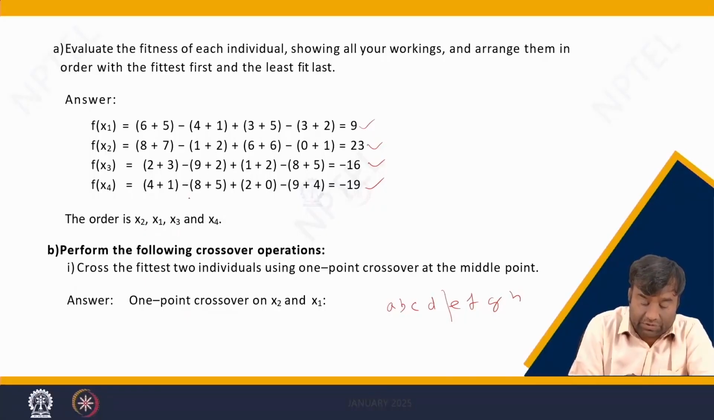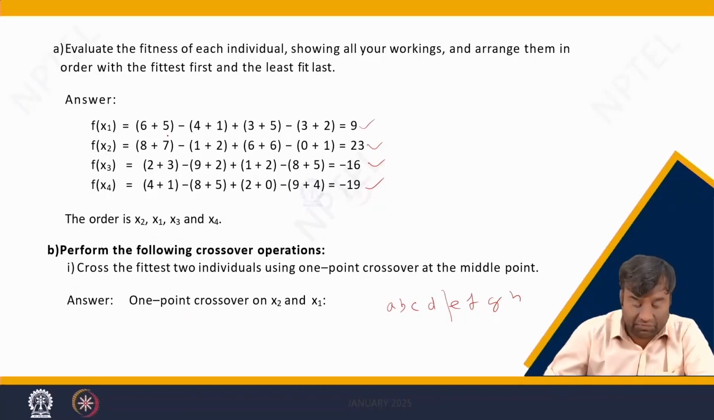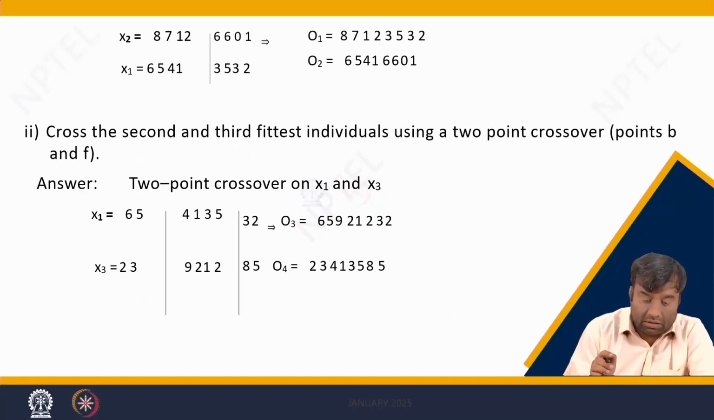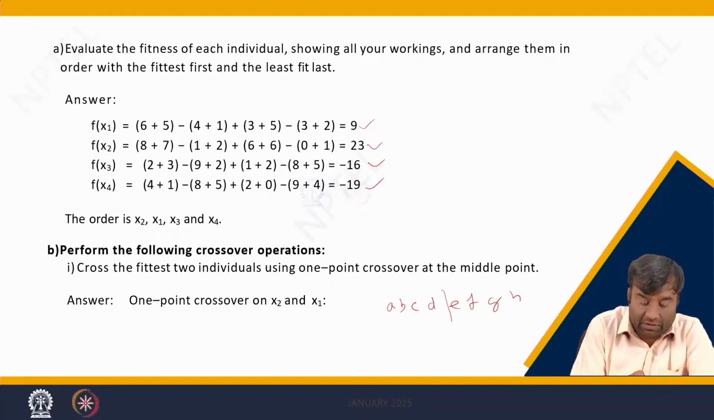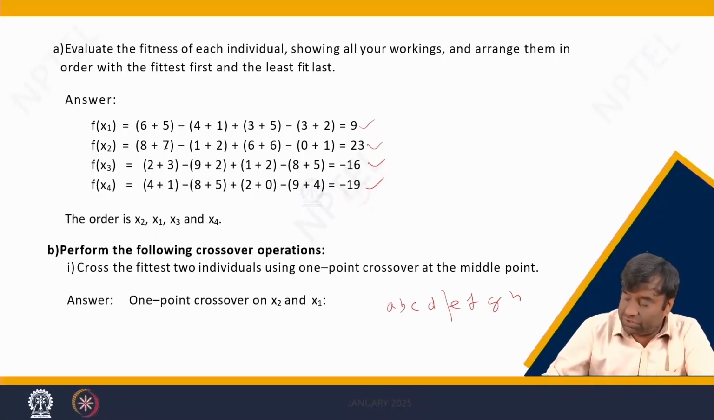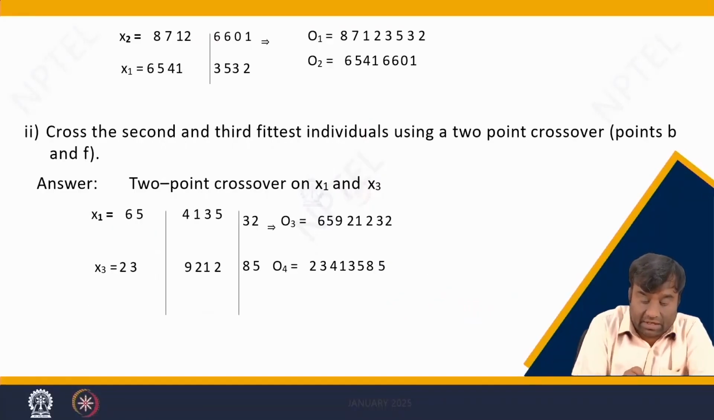So that is x2 and x1. We need to do the crossover of the fittest two individuals. The fittest first one is x2, second is x1. So x2 is 8, 7, 1, 2, 6, 6, 0, 1, and x1 is 6, 5, 4, 1, 3, 5, 3, 2.